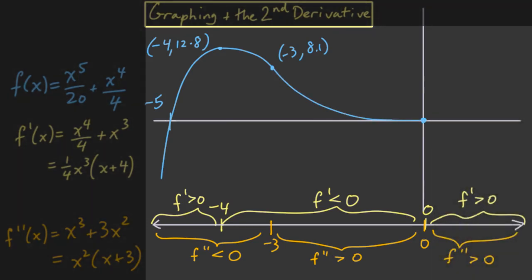Now, that's not an inflection point. The graph is still going to be concave up over here, but it is a local min since the graph starts to increase again. And the graph will stay like that, increasing and concave up forever, all the way to plus infinity.